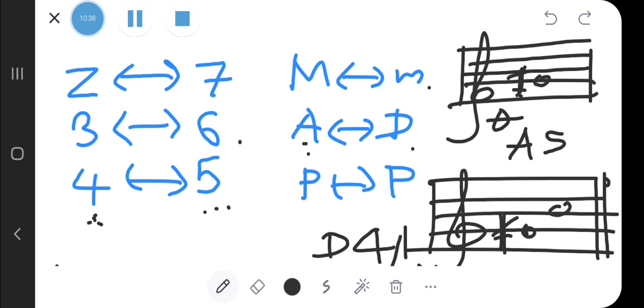I will be sending the exercise to the WhatsApp group. So do the exercise and send it to me. And if you have any questions, you can WhatsApp me.